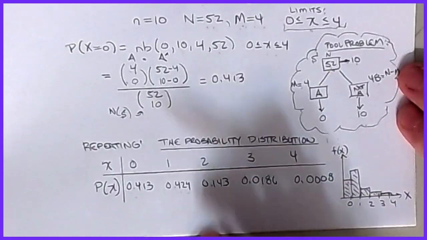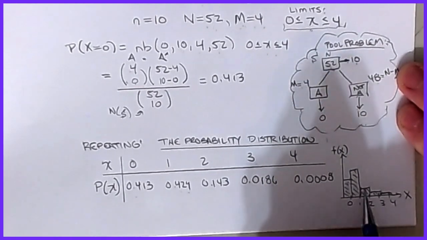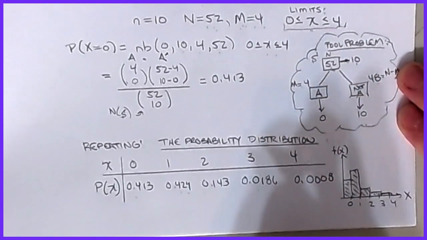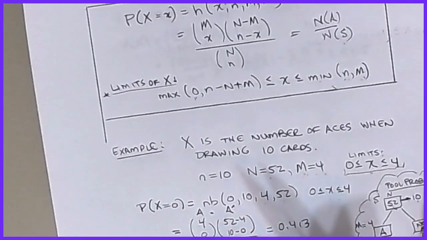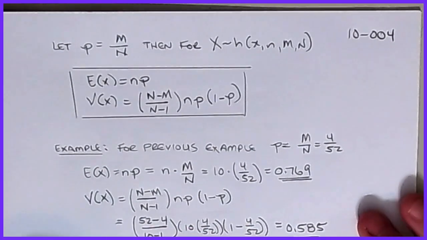So if you were to kind of graph this distribution, you would get something that looks kind of like this, that it peaks somewhere between 0 and 1, and then it drastically falls off for 2, 3, and 4. Okay, now, the other definition that we need for this is we need to be able to come up with expected value and variance for this particular distribution.